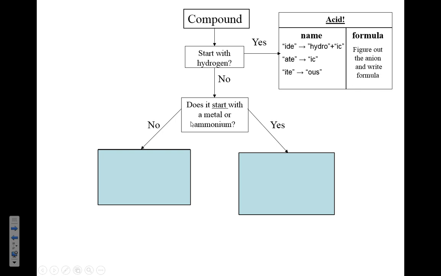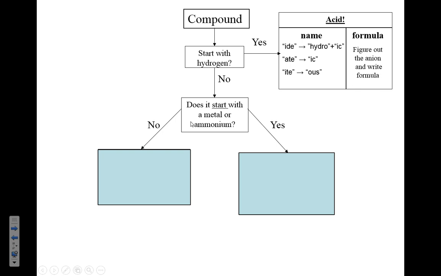Ide anions are hydro-ic acids, ate anions are ic acids, and ite anions are ous acids. That's important whether you're going from name to formula or formula to name, to remember those relationships. And remember, we had the gum reference. If you bite gum, it's delicious. If you ate it, it's icky. That helps remember those things. Now, the formula is actually pretty straightforward with an acid.